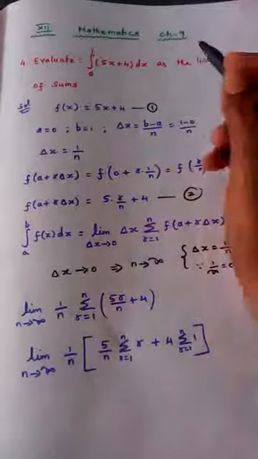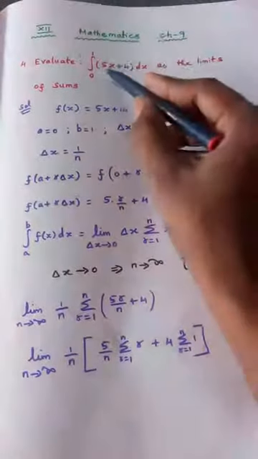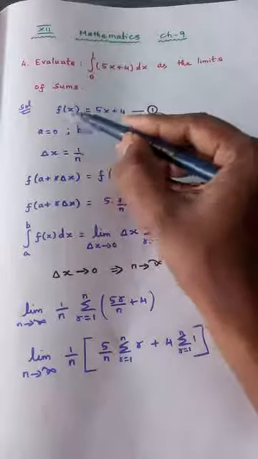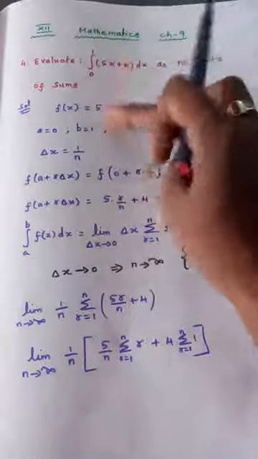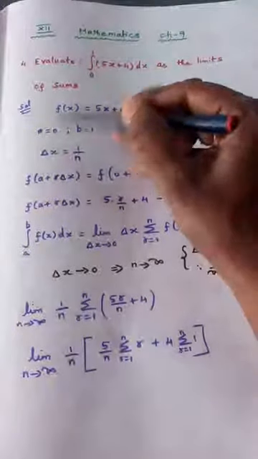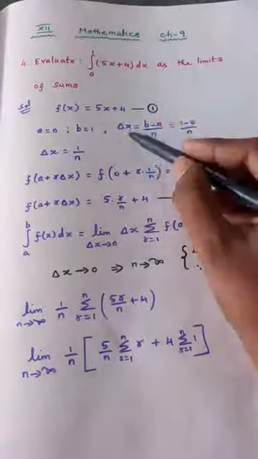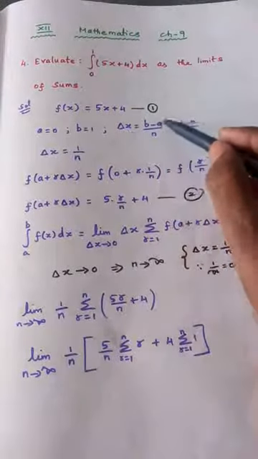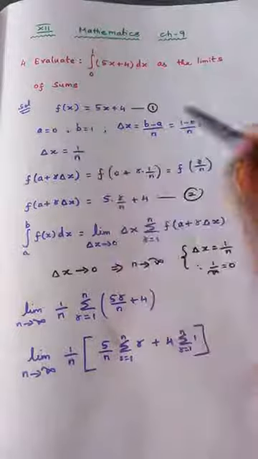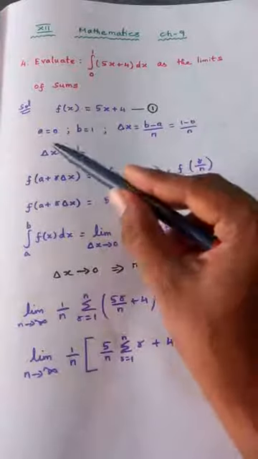So how to do this problem? Just listen, I'll tell the method of doing it. First, the given function is taken as f of x, and it is equal to 5x plus 4. You know, the lower limit is 0 and the upper limit is 1. So a is 0, b is 1. Calculate delta x using the formula b minus a by n. Subtract and write 1 by n. So delta x is equal to 1 by n.